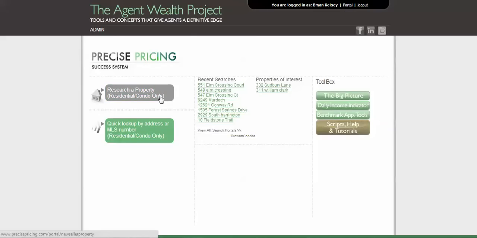Condo and residential are the two statuses that we have. We don't do multifamily, farm, acreage properties, or commercial. The concept of precise pricing allows for what we consider the majority types of transactions, which are done through condominiums as well as residential. And that's where the concept also works best regarding movements in the economy. So let's go ahead and research a property.